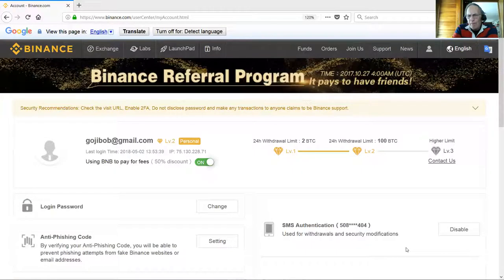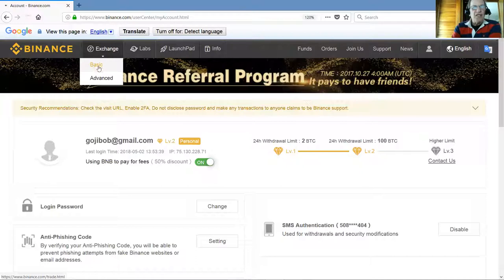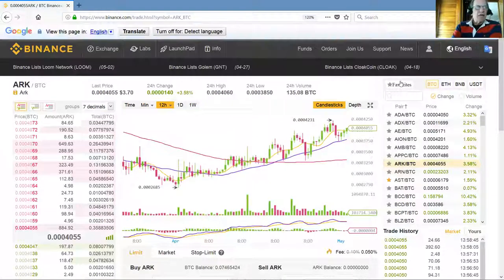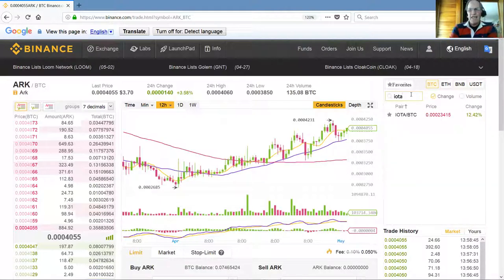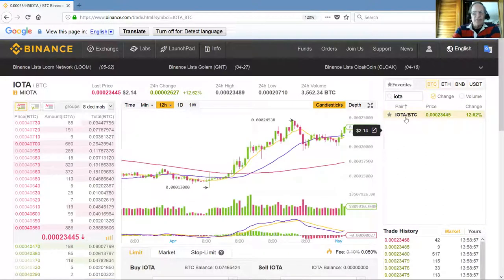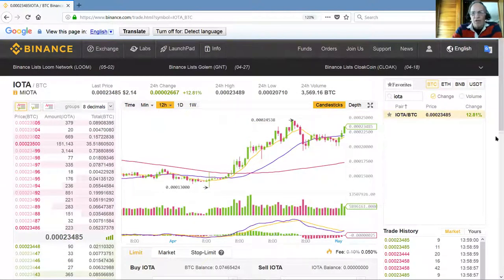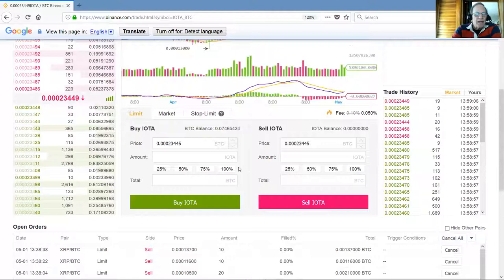So what we're going to do now is go over to Binance. And here we are on Binance. I've logged in, and we're going to go over to the exchange and look for IOTA, I-O-T-A. Found it. Amazing. So you see it's got this up and then nested, and up is the arc that we're looking for it to accomplish.